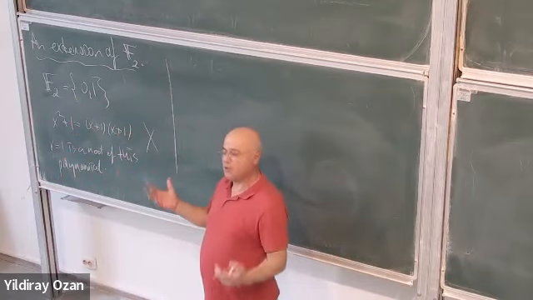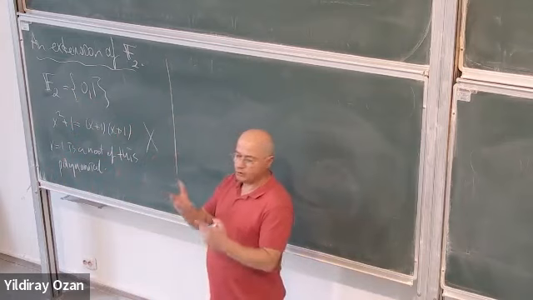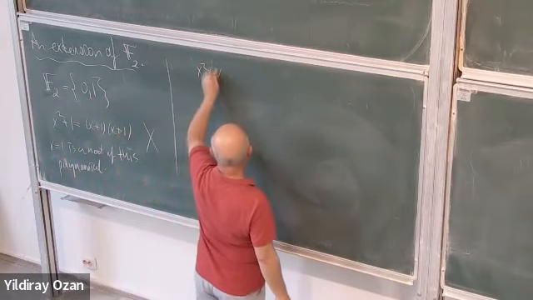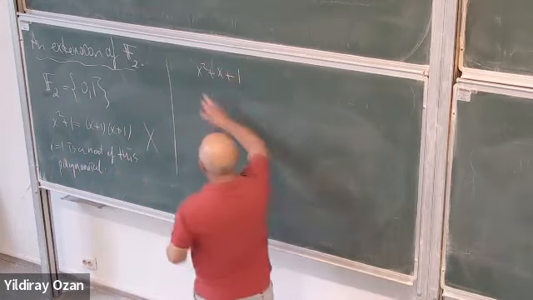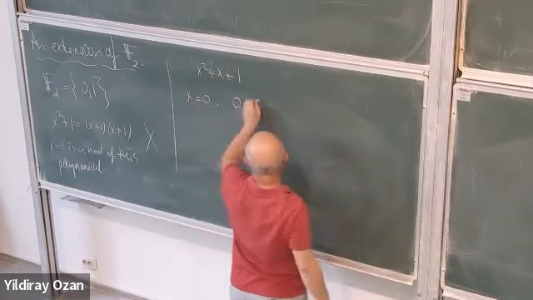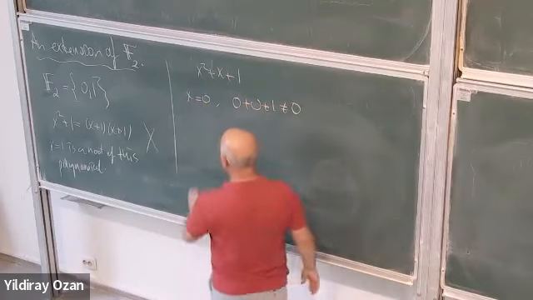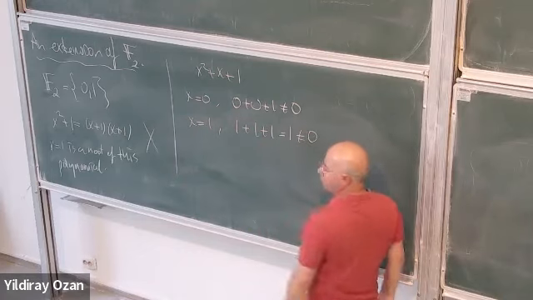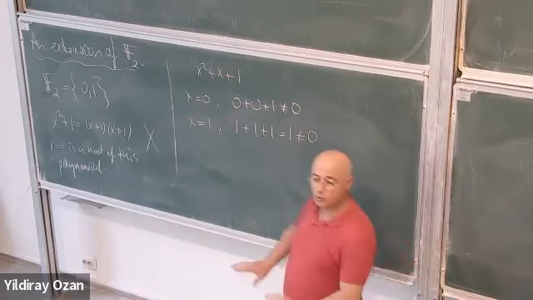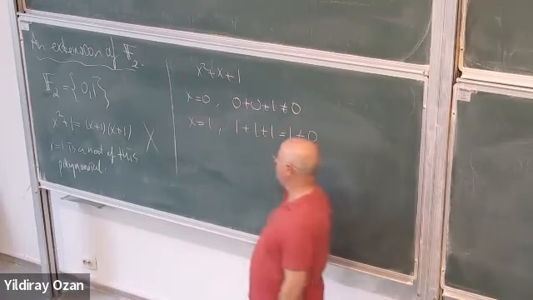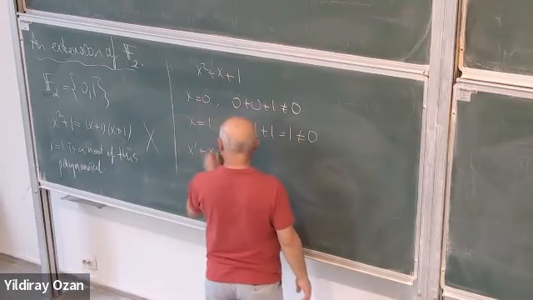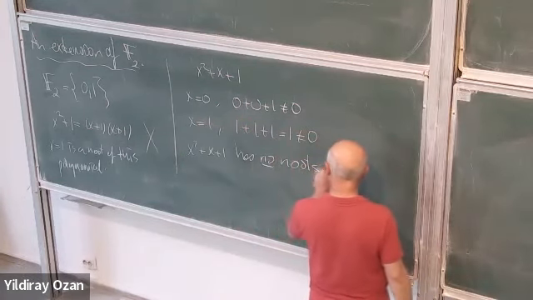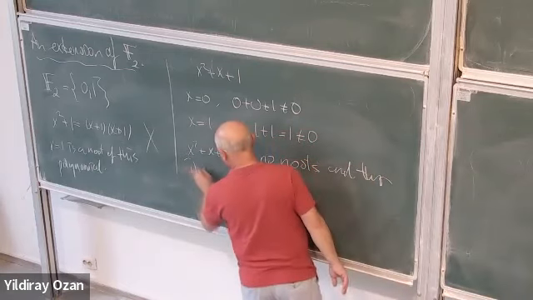Well, we don't have much room for polynomials, right? We have only two coefficients, zeros and ones. So let's try the next one, x squared plus x plus 1. When you plug in 0, you get 0 plus 0 plus 1. That's not 0, that's good. And when you plug in 1, you get 1 plus 1 plus 1, which is 3, which is 1, and that's not 0. So this second degree polynomial has no roots, and therefore it is irreducible.